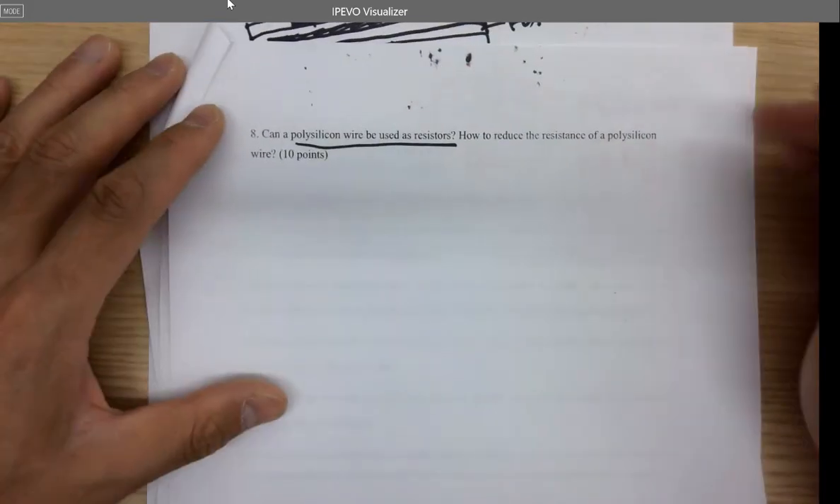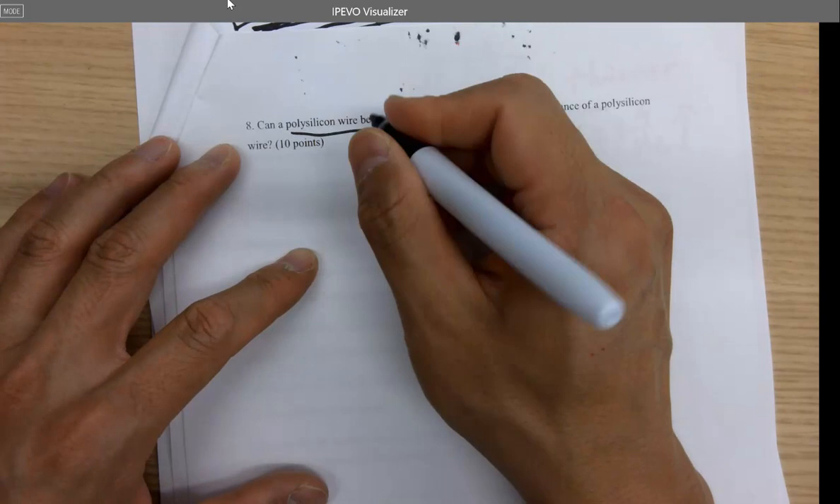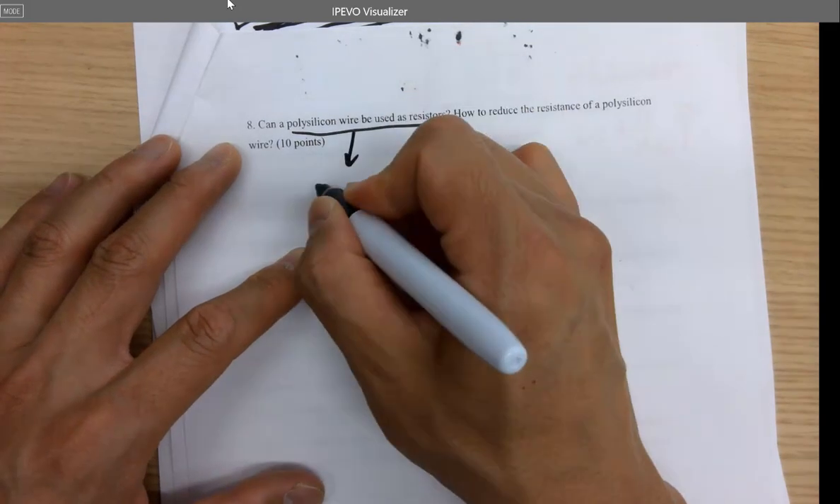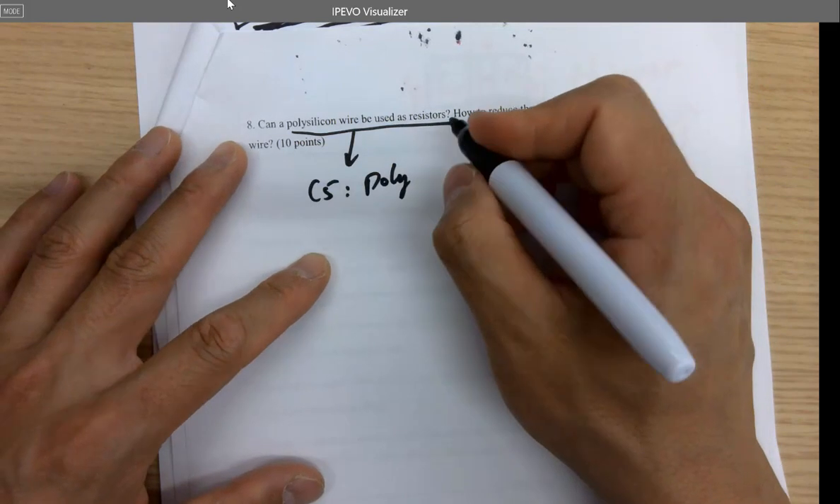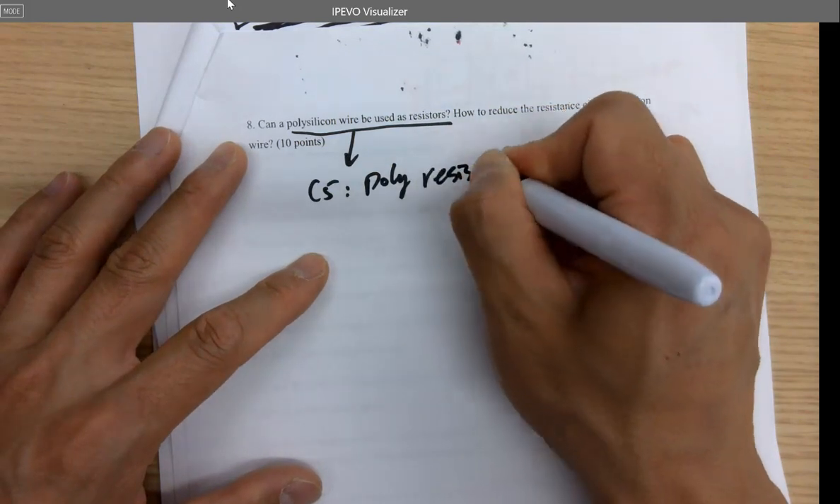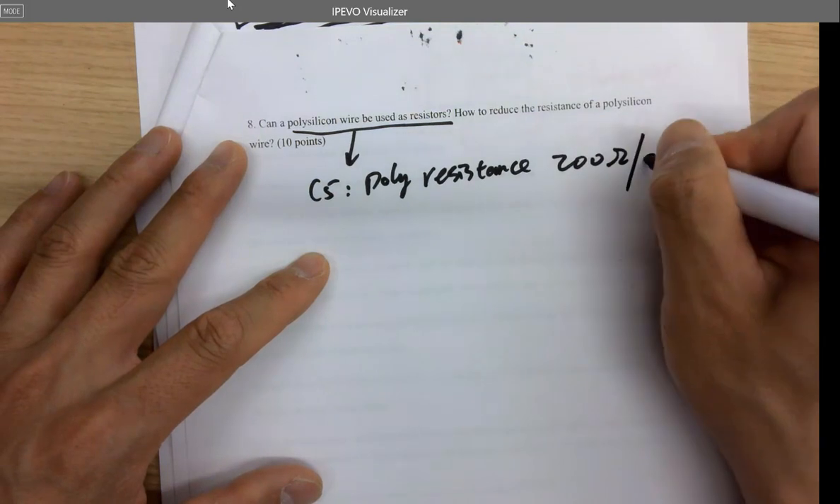Polysilicon wire can be used as resistor. I think the resistance was, I forgot the number, but 20 or something. Well, 200 per square. So for poly in C5, poly's resistance is 200 ohms per square.